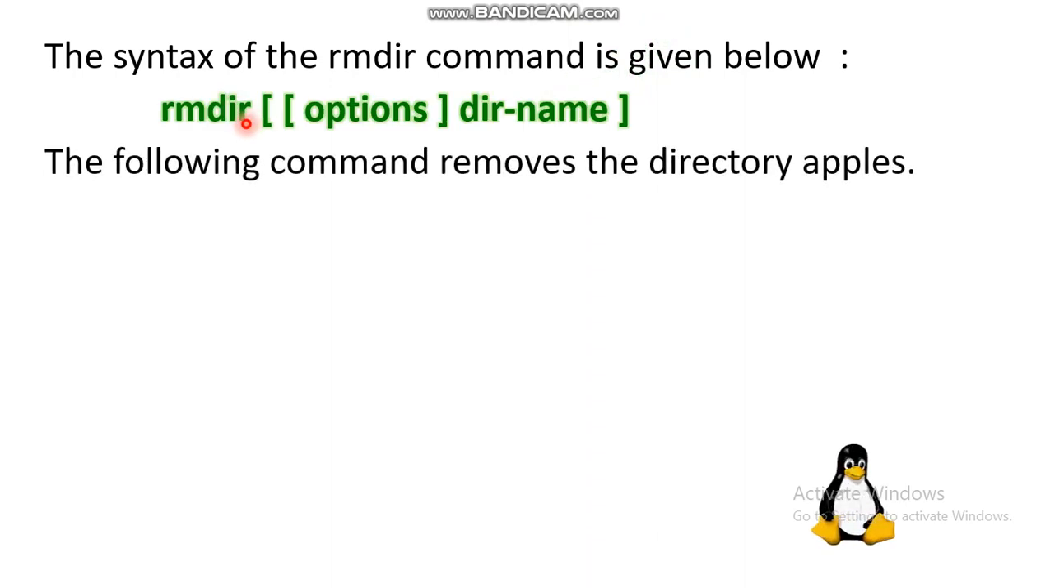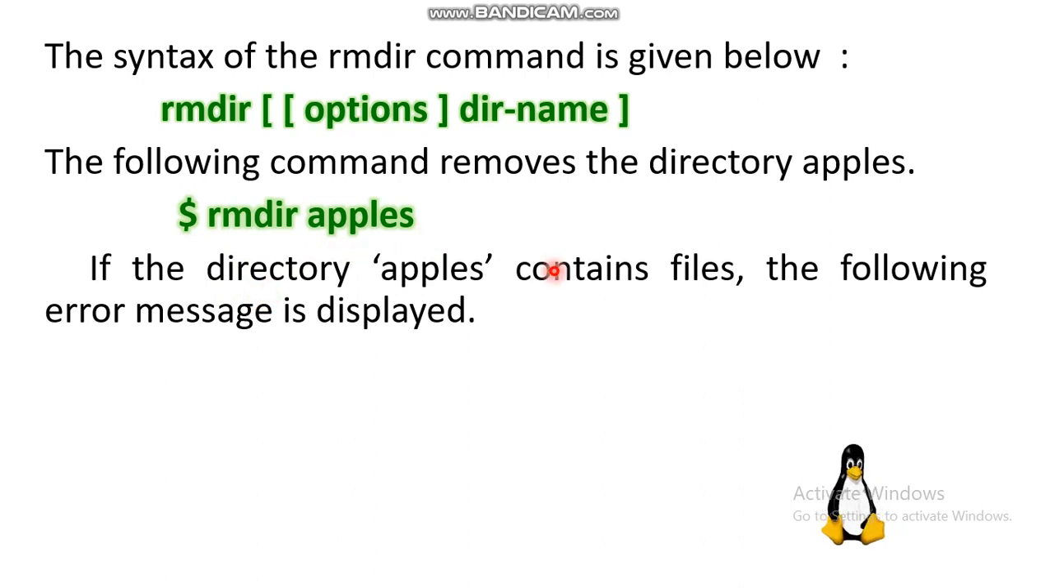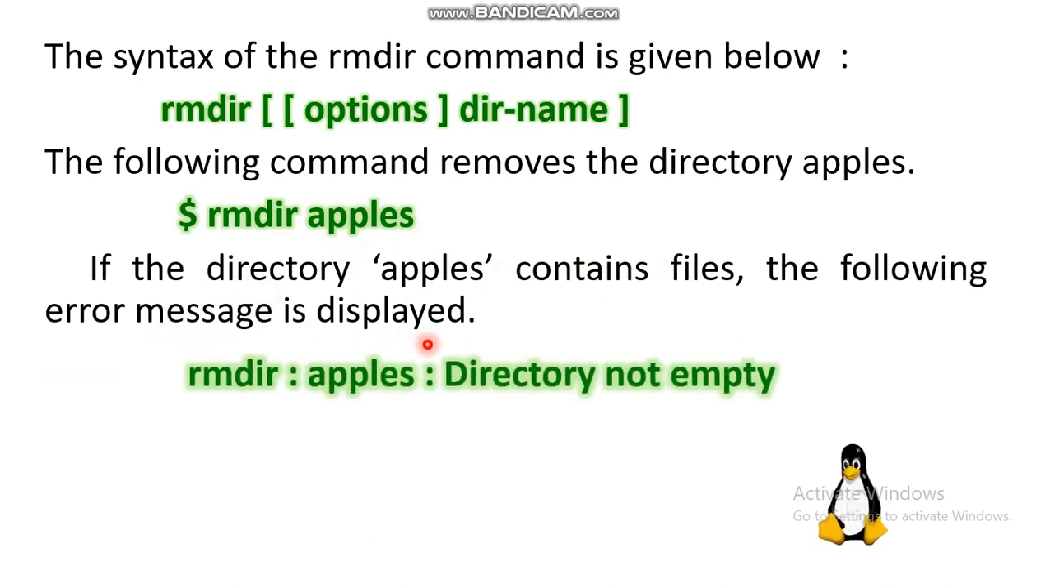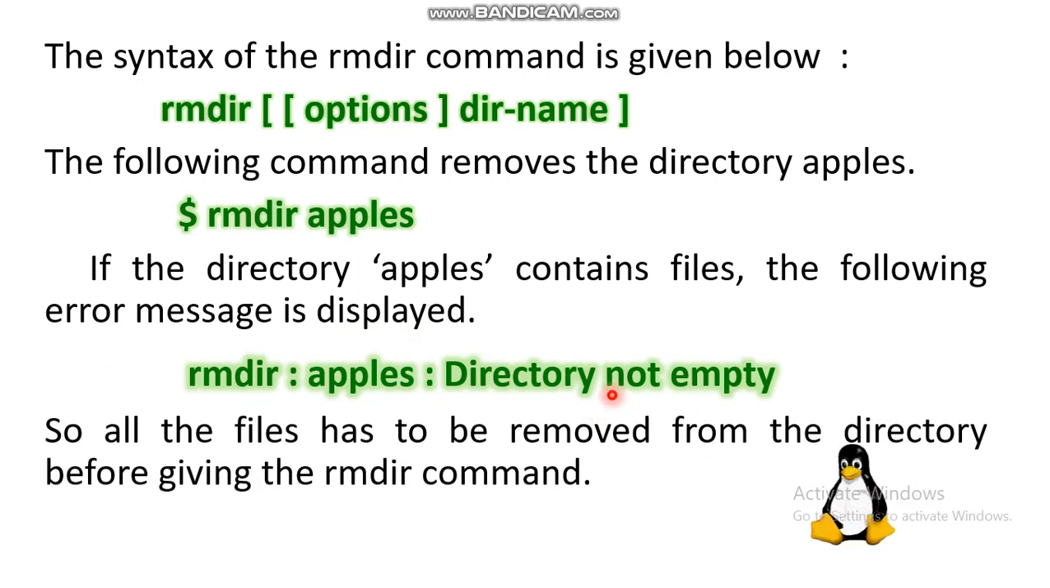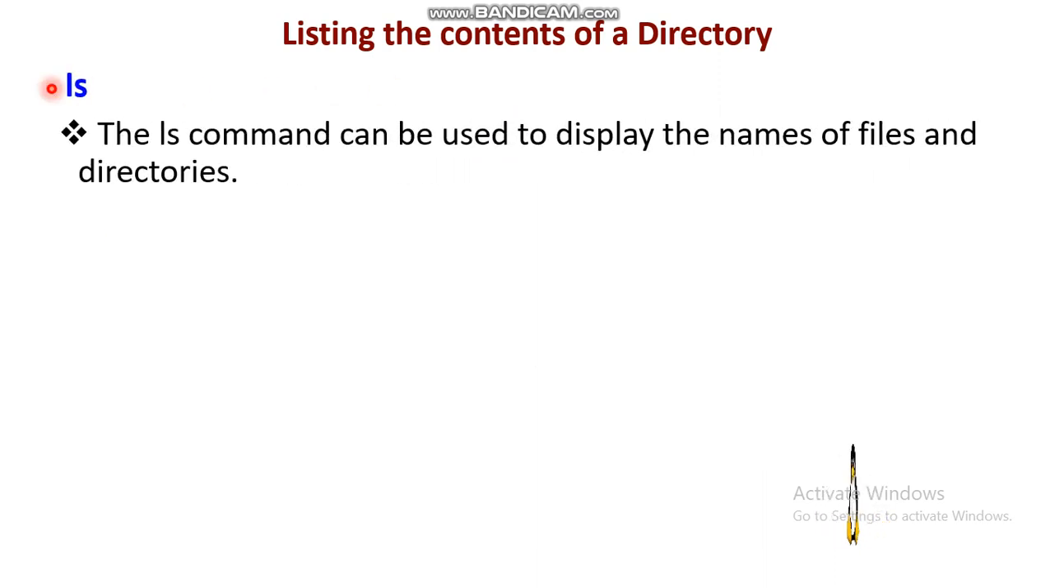Syntax: rmdir options directory name. To remove a directory apples, you have to give the command like rmdir apples. If the directory apples contains files, the following error message will be displayed: Directory is not empty, it contains some files. So to remove a directory, you have to first remove the files within the directory, and only then can you remove the directory.